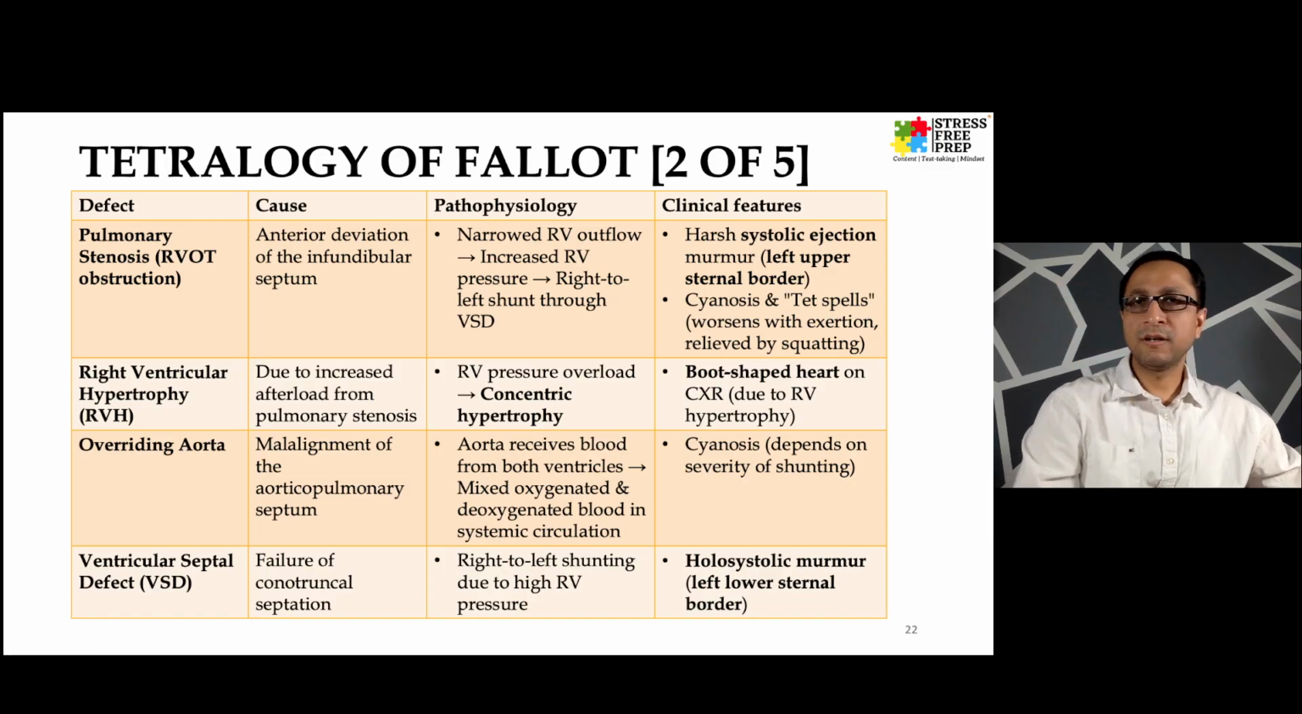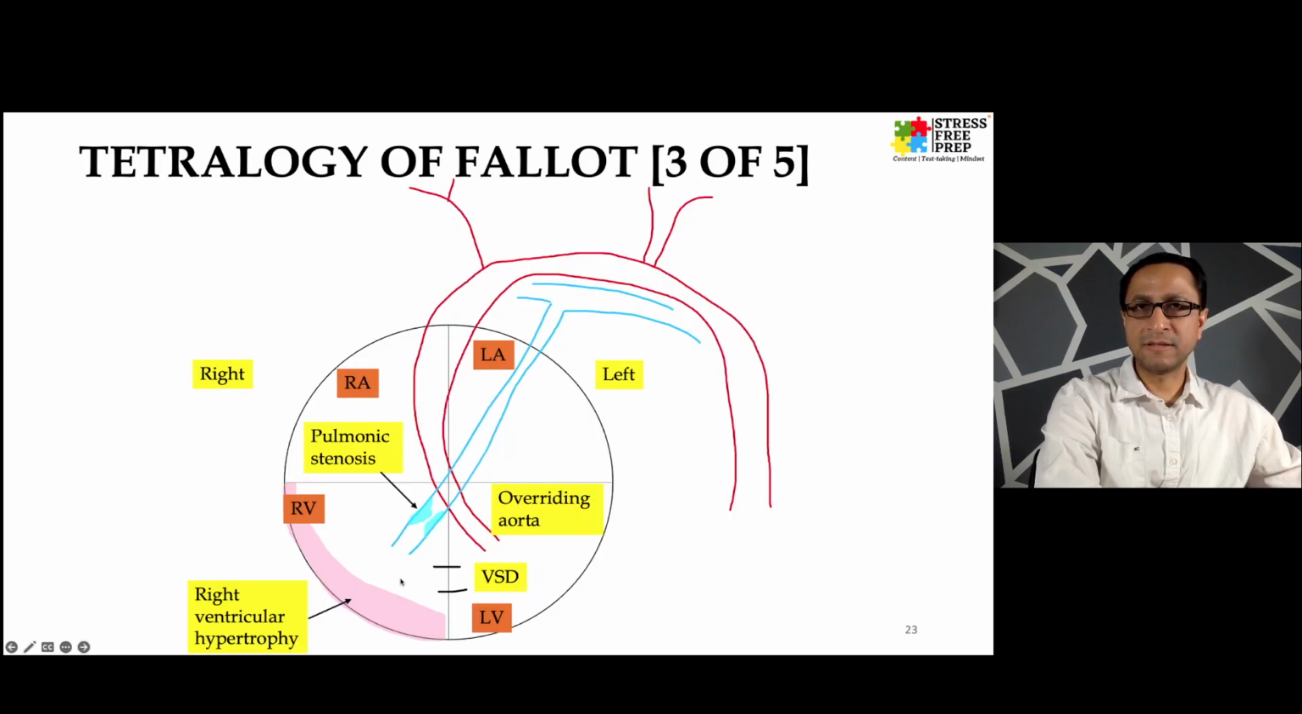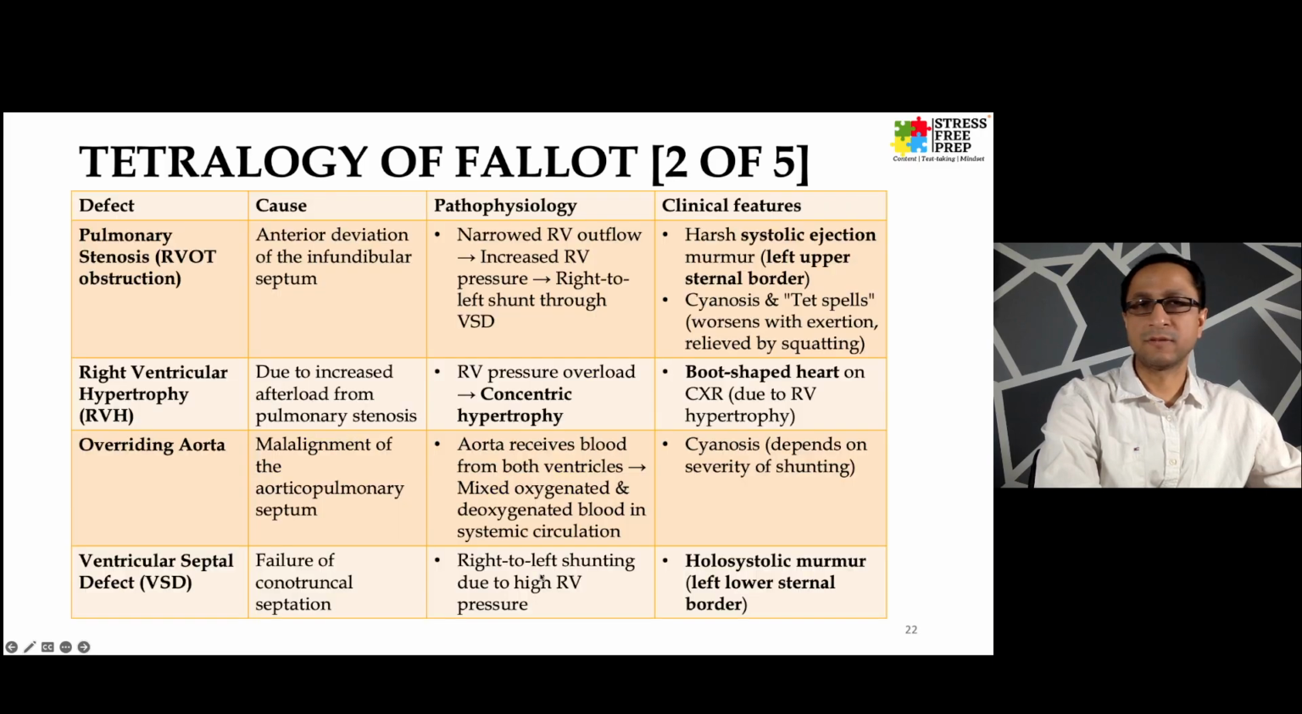The fourth one here is a VSD. So VSD forms because of failure of the conotruncal septation. Conotruncal septation we have talked about a couple of times now. So that leads to a right to left shunting due to the high right ventricular pressures. So yep, we have definitely seen that. More pressure on the right side, the shunt goes towards the left side.